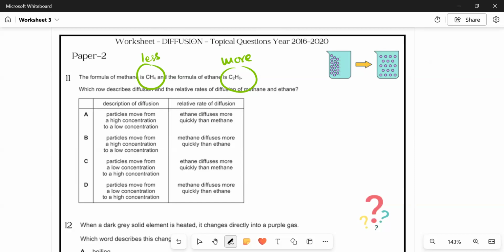So the answer will be that first of all we'll see the diffusion, which particles will diffuse. Particles move from high to low concentration. Particles from low to high are wrong. And if we see the description of relative rate of diffusion, ethane diffuses more quickly than methane. Methane diffuses more quickly, yes, because methane's mass is less, so it will diffuse more quickly than ethane. B is the answer.